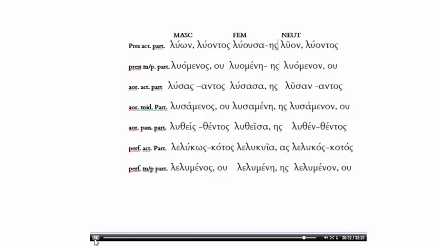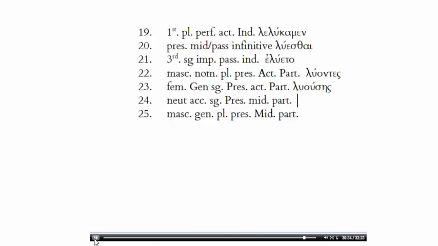So what do we have here? Let's take a look. The neuter accusative singular. Well, luomenon would be our base form here. That's our nominative. But remember, the nominative and the accusative for a neuter noun are the same. So that's actually the form we want. Luomenon. Very good. Let's get one more done here. We can blow this clam bake.